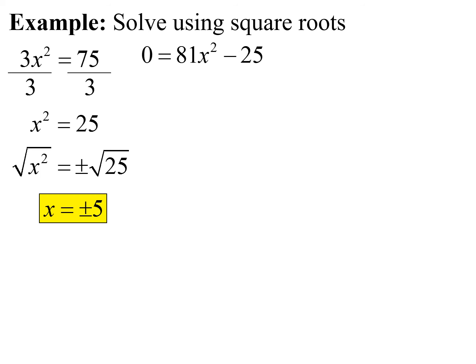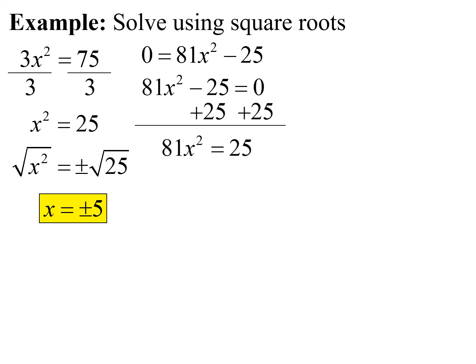So to get x squared by itself, the first thing I'm going to do is flip this around so that my x squared is on the left-hand side. So I have 81x squared minus 25 equals 0. Now I'm going to go ahead and add 25 to both sides. So that's my first step in getting x squared by itself. So I get 81x squared equals 25. Now let's divide both sides by 81. So I get x squared equals 25 over 81.